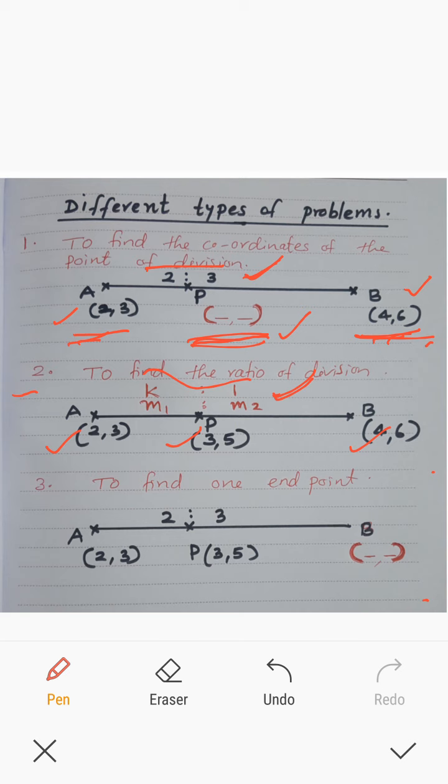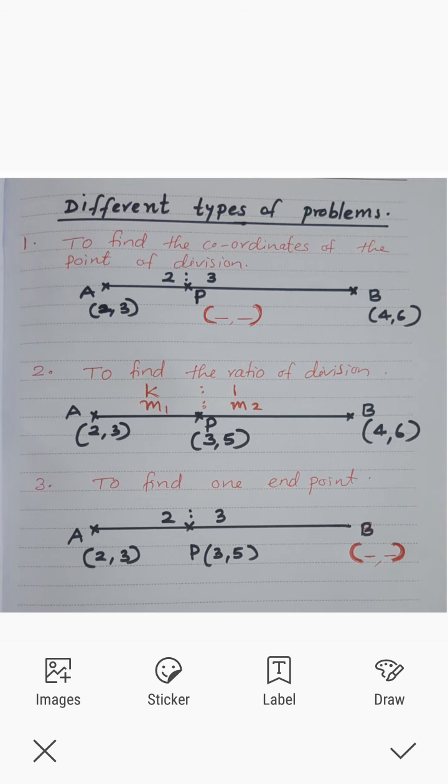Third one is to find one of the endpoints. In the third one, endpoint A is given, the coordinates of the point of division are given, the ratio of division is given, and we have to find the other endpoint of the line segment. These are the 3 types of problems coming under the section formula. And let's see one more type of question also.